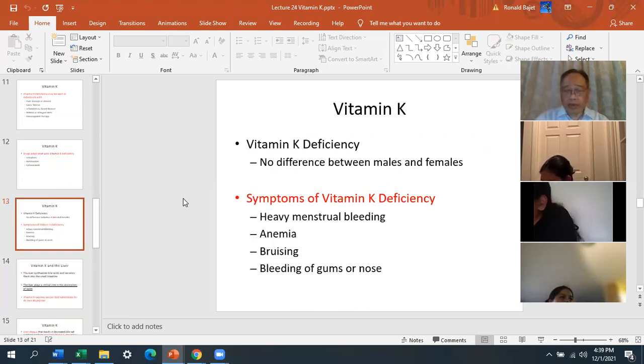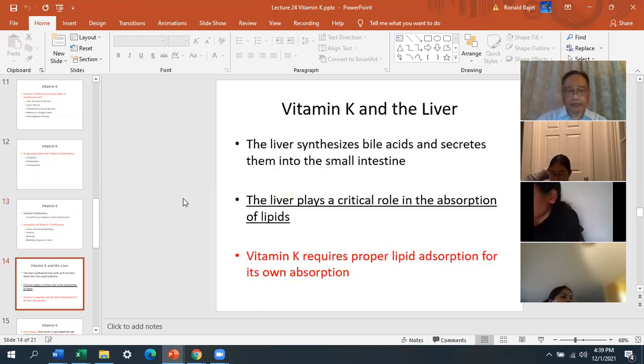Vitamin K deficiency doesn't discriminate between males and females. Both can have a vitamin K deficiency. The symptoms are heavy menstrual bleeding. Again, if you have a vitamin K deficiency, it's like an anticoagulant. So you'll have bleeding tendencies, you'll have anemia, you'll have bruising, and you'll have bleeding of your gums and nosebleeds.